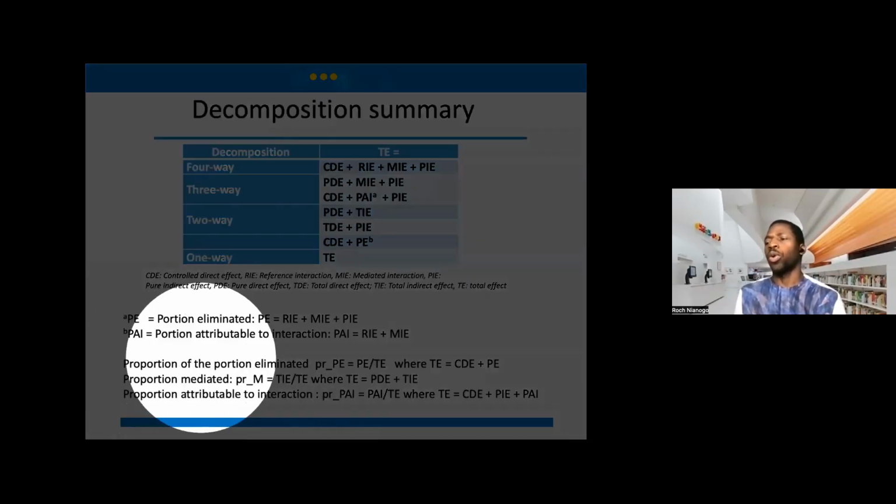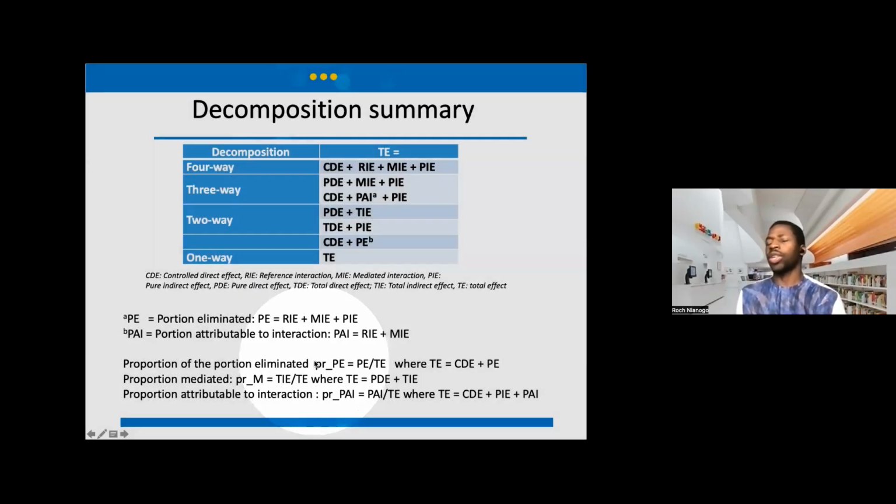So one could be interested in the proportion eliminated, right? By just dividing the portion eliminated by the total effect. Or the proportion that is mediated: we just divide the total indirect effect, for example, by the total effect. Or the proportion attributable to interaction, that could also be of interest, right? And we just divide the portion attributable to interaction by the total effect. So that's essentially how we break down different quantities, and we can sum them up together depending on what we want. That allows us to calculate different quantities of interest.